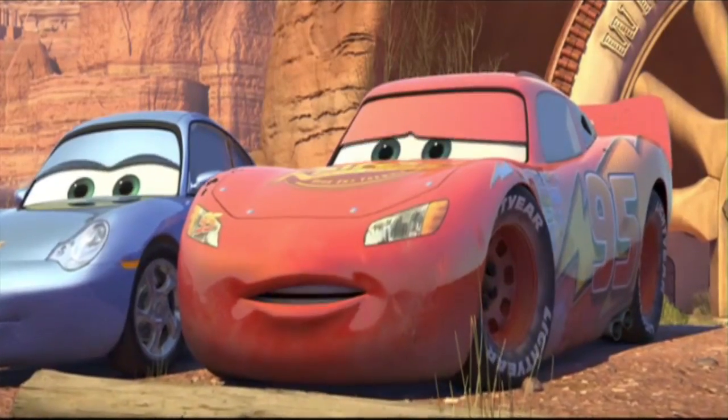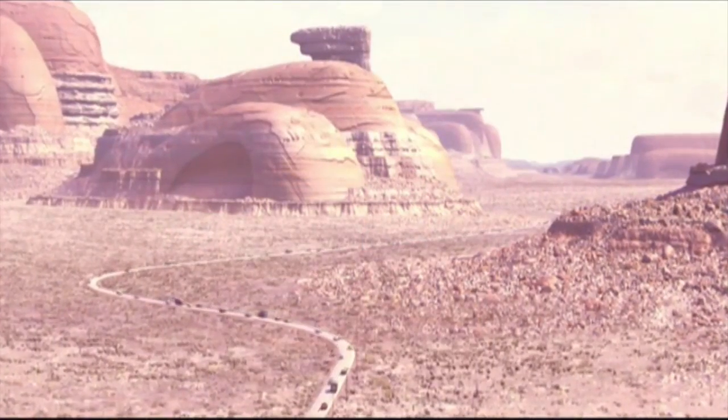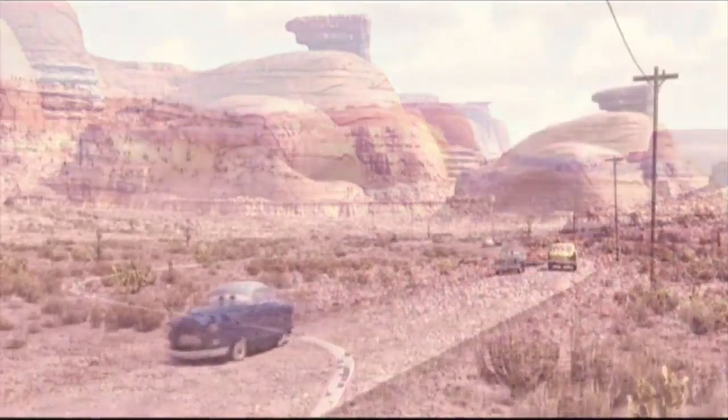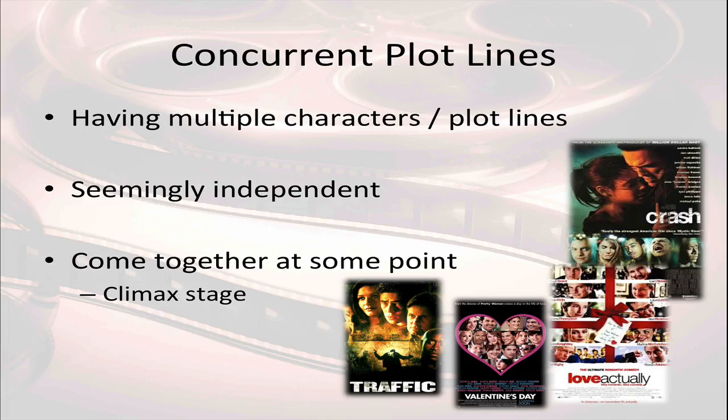It may not be a big scene, it could just be 30 seconds, it could be 5 seconds. But if all of a sudden the current plot is interrupted by something that is out of chronological order, that drops it into that non-linear category. Now, another set of movies use what we call concurrent plot lines.